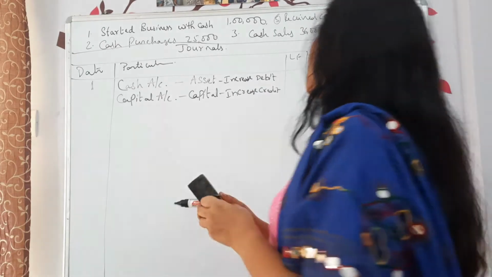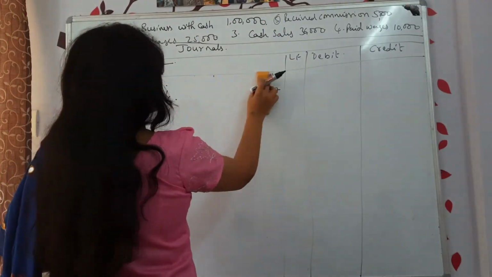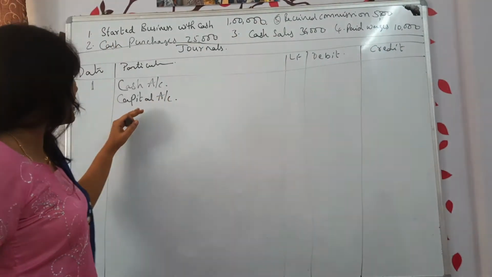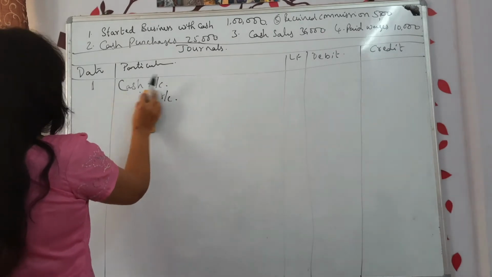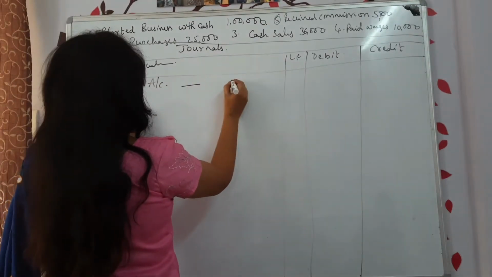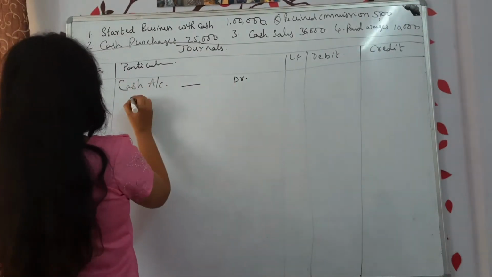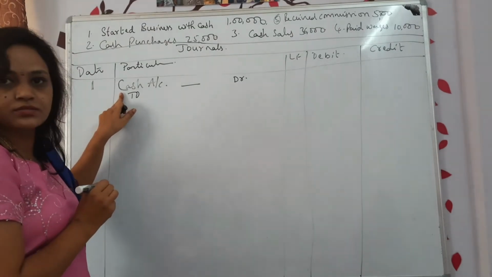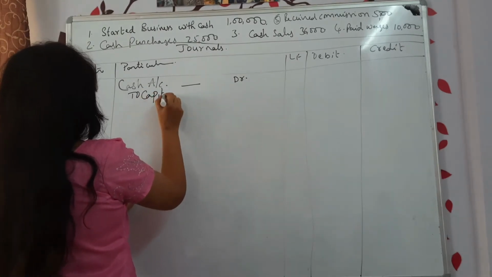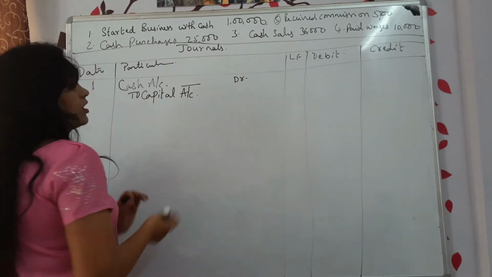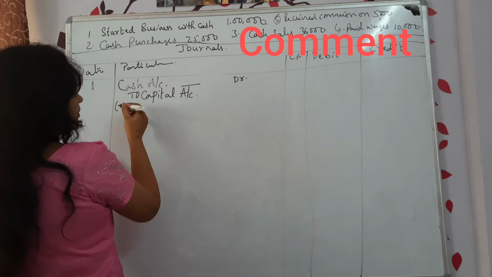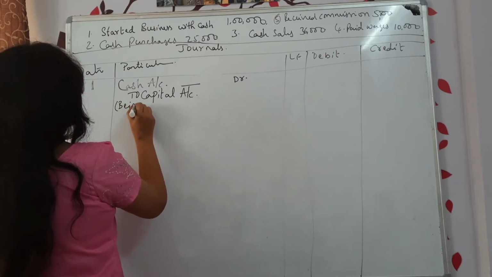Now, how will the journal come? Whichever you are supposed to write on the debit side, that should be written first, and after that the second transaction, which one is going to credit, you should write down. Cash account, Dr. Then leave some space, then you should write down To. To, what is the second one? Capital account. Then what happened, that you should explain in words. Being, it always starts with being.